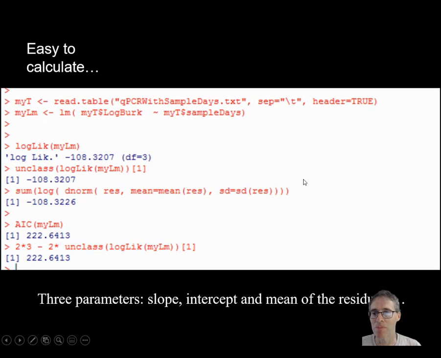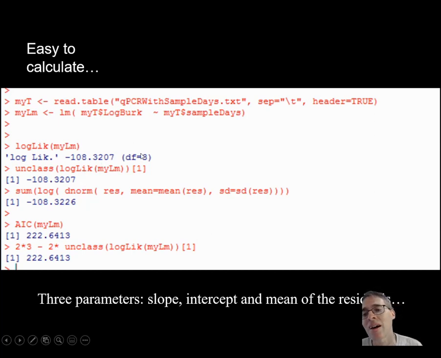So this is very easy to calculate. If you know the log likelihood, which of course we can calculate, as we saw before, by the sum of log dnorm of all the residuals, or with less typing, you can just say logLik, and you know the number of degrees of freedom.